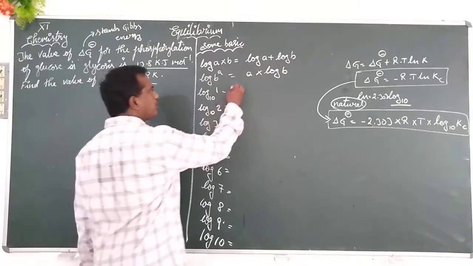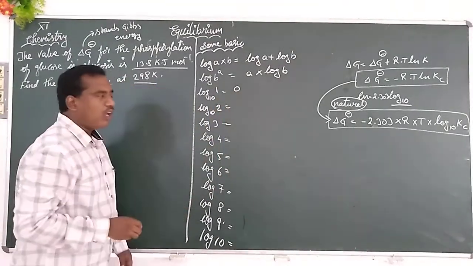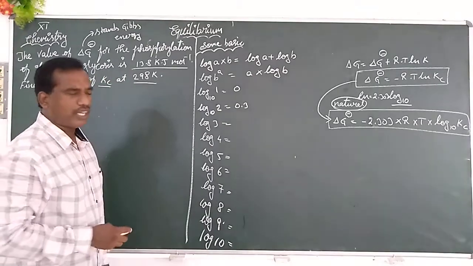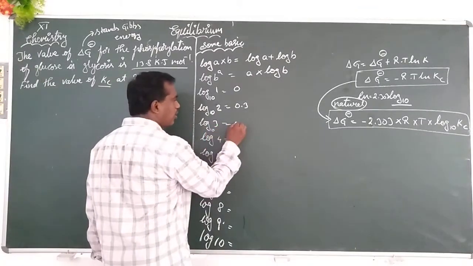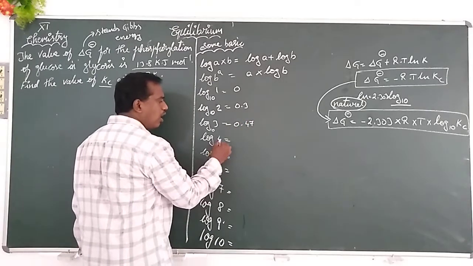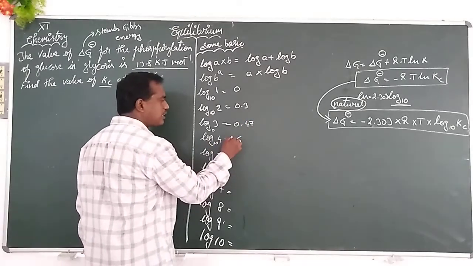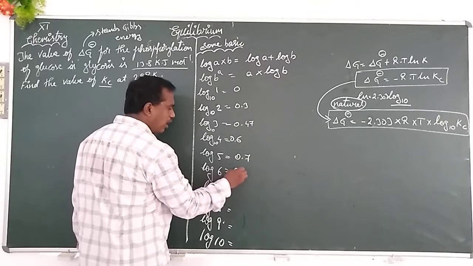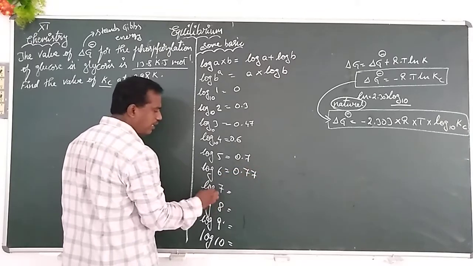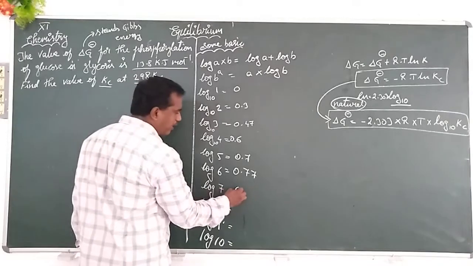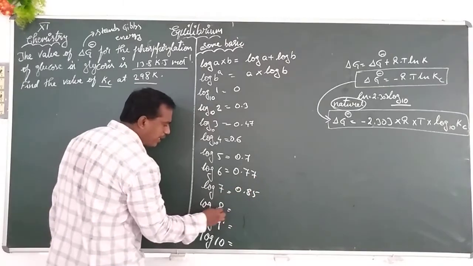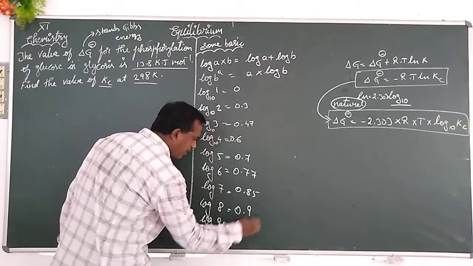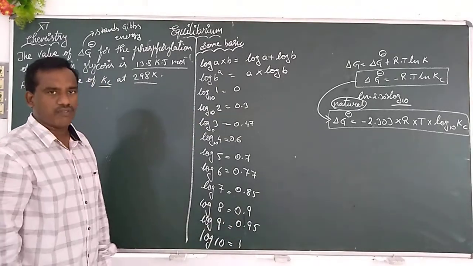Log base 10 of 1 is 0, very simple. Log base 10 of 2 is 0.3. Log base 10 of 3 is 0.47. Log base 10 of 4 is 0.6. Log base 10 of 5 is 0.7. Log base 10 of 6 is 0.77. Log base 10 of 7 is 0.85. Log base 10 of 8 is 0.9, log base 10 of 9 is 0.95, and log base 10 of 10 is 1.